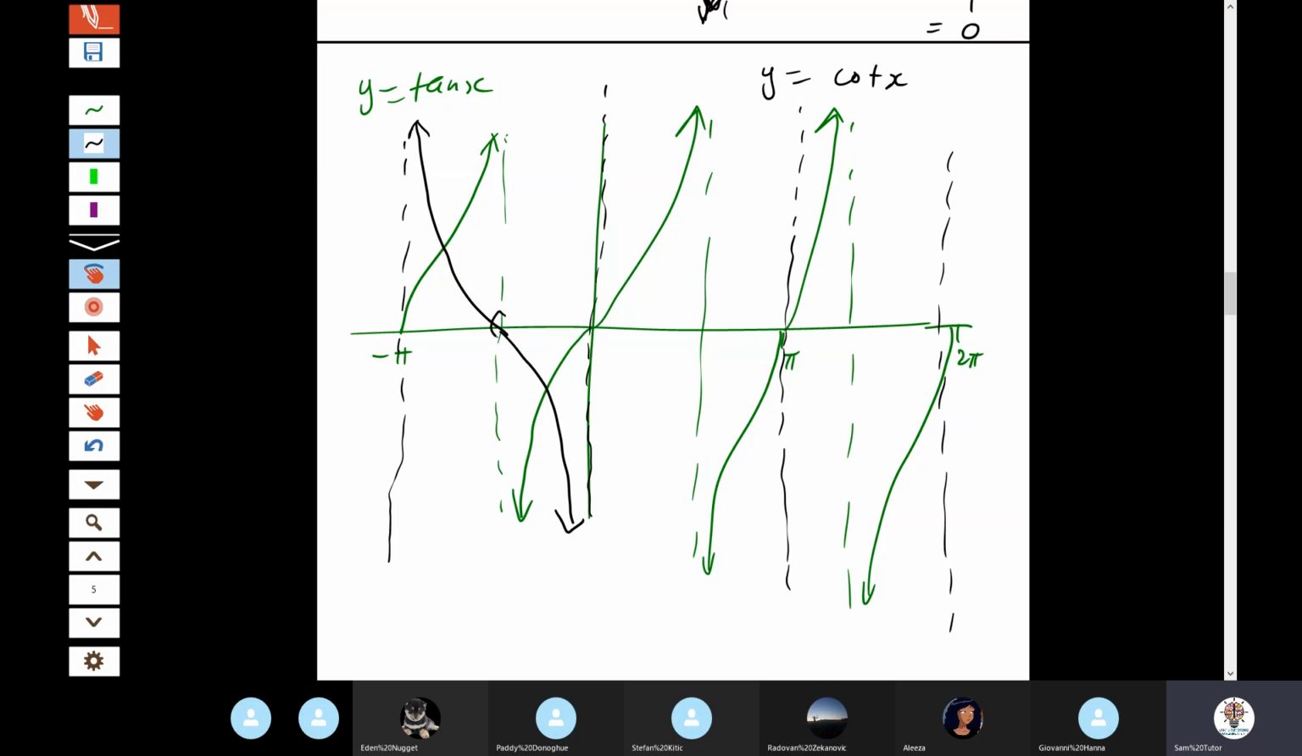There it is. And then open circle. And you're just going to keep drawing that. Open circle.